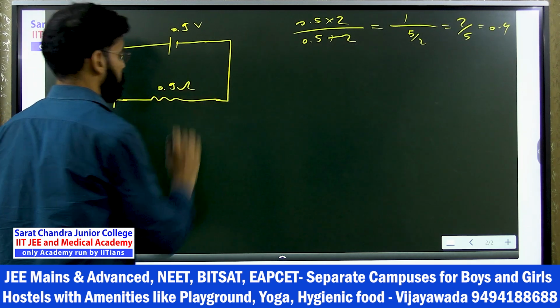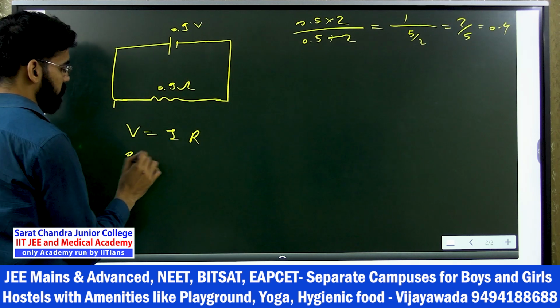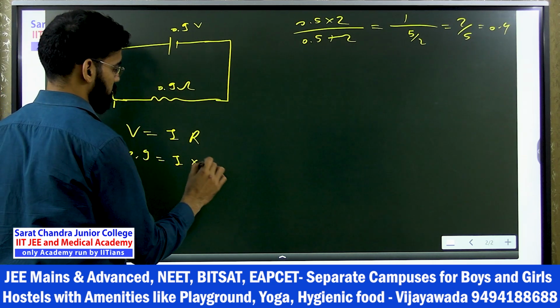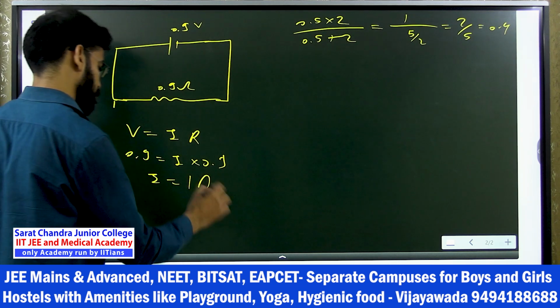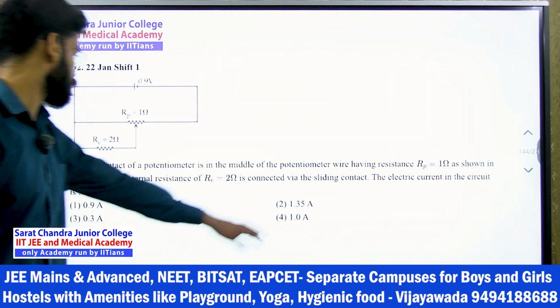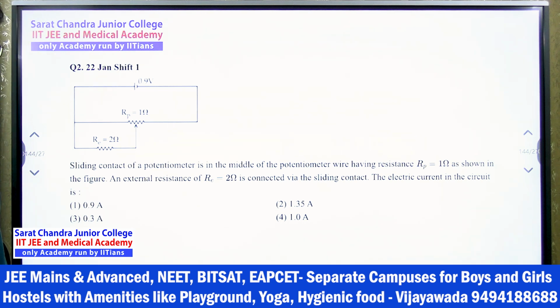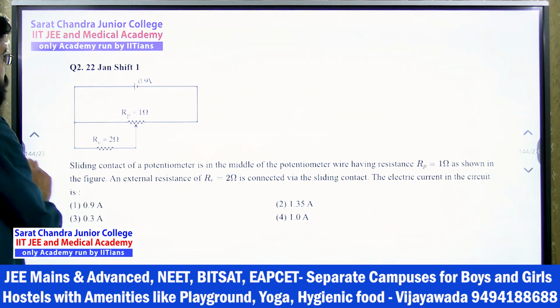Okay, so V equals IR. V is 0.9, equals I into R, which is also 0.9. So I came 1, so this is 1 ampere. So we have 1 ampere, so the fourth option is your answer. Now let's go for the next. Easy question, right? Now let's go for the next question.